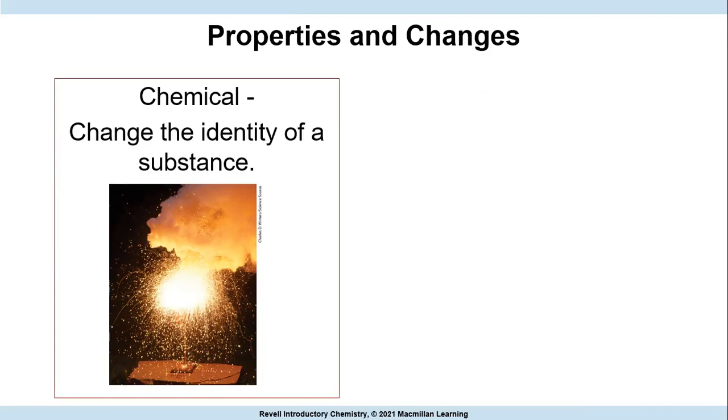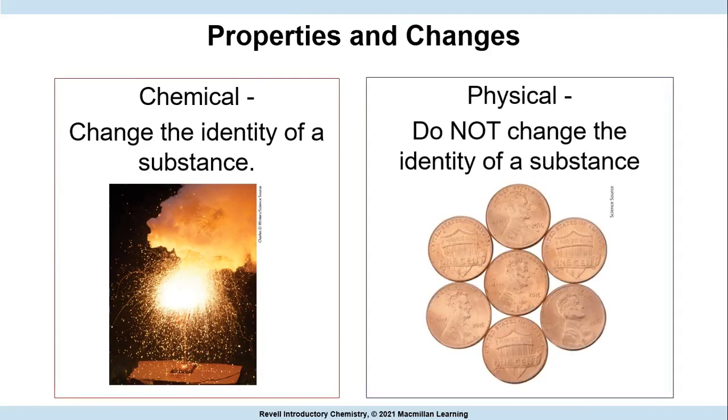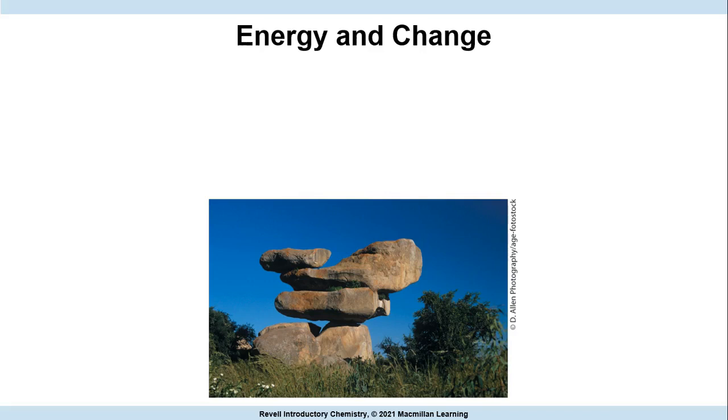So we've said that for chemical changes, the identity of the substance changes, and for physical changes, the identity of the substance does not change. Now let's look at change in energy. So what is energy? Energy can be defined as the ability to do work.